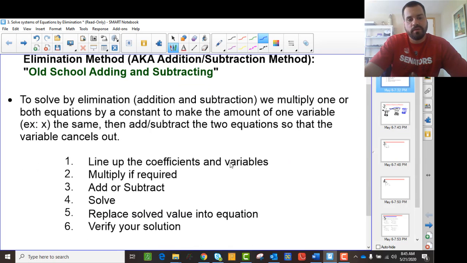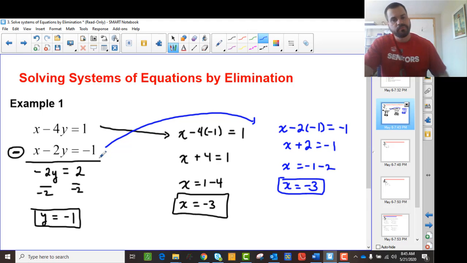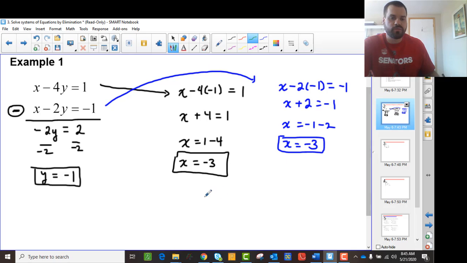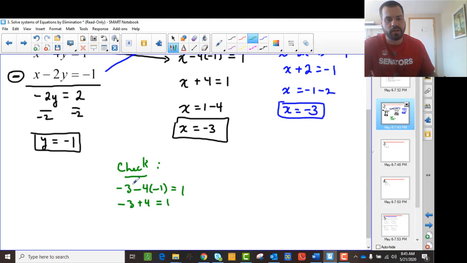And then the last part is always to verify your solution. We can always check our answer. So let's do that with a different color. We'll do it in green. I'm going to check the first equation first. So x is minus 3 minus 4 times y is minus 1, and that's going to equal 1. So I get minus 3 plus 4 equals 1, because minus 4 times minus 1 is positive 4. So that gives me 1 equals 1. And yes, that is correct, because 4 minus 3 is 1.